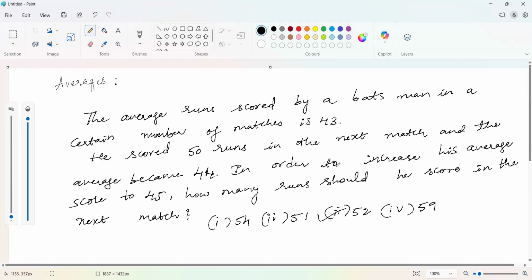Like I told you, form these two equations. Take the number of matches as m. So the number of matches is m, and the average score is 43. So that is 43 times m divided by m. Correct? So the second equation should be adding 50 more runs to that, and the number of matches should become m plus 1. So take those two equations and try to get the answer. You'll get the number of matches and then you need to increase the average score to 45.